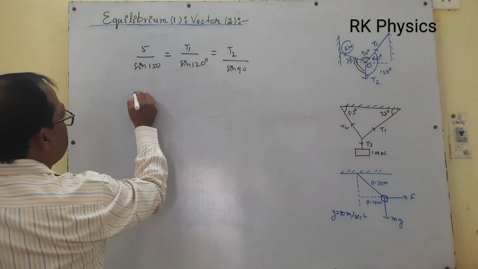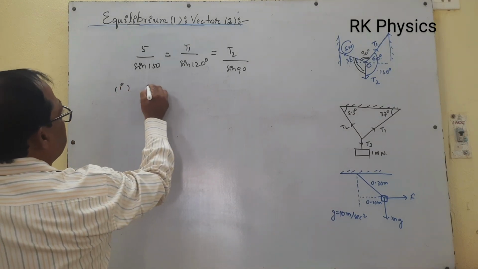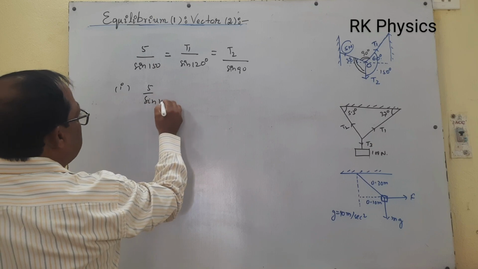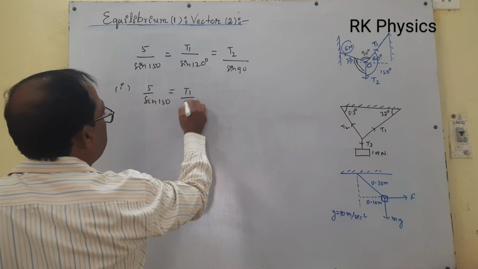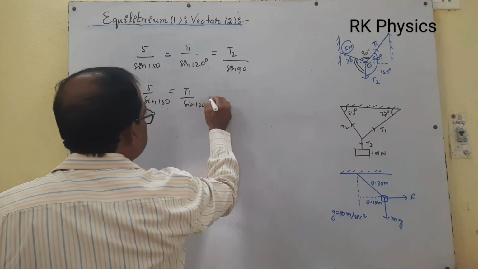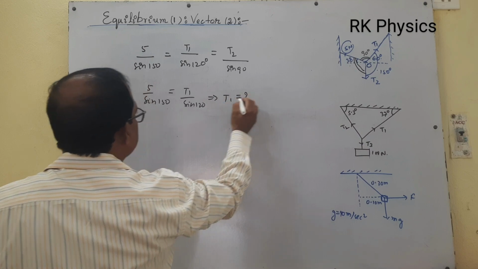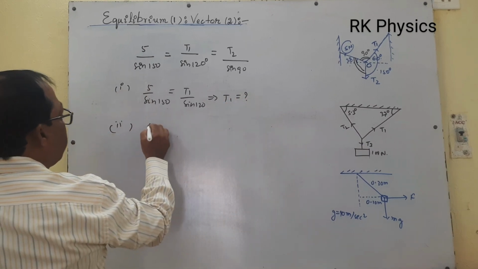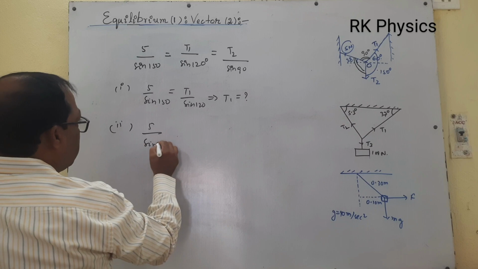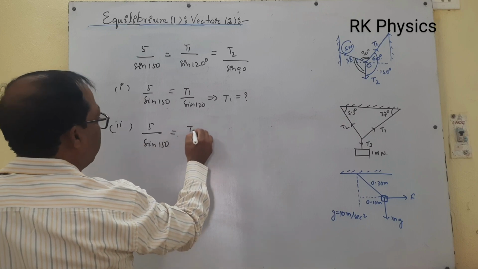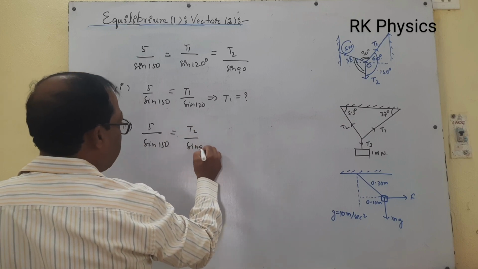Now if you compare, first 5 divided by sine 150 is equal to T1 divided by sine 120. So find the value of T1. Second, compare the known value, 5 over sine 150, with the unknown T2 divided by sine 90.